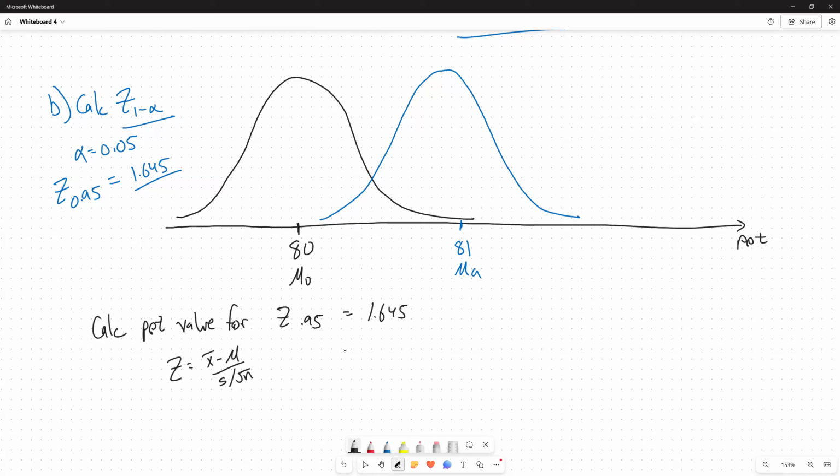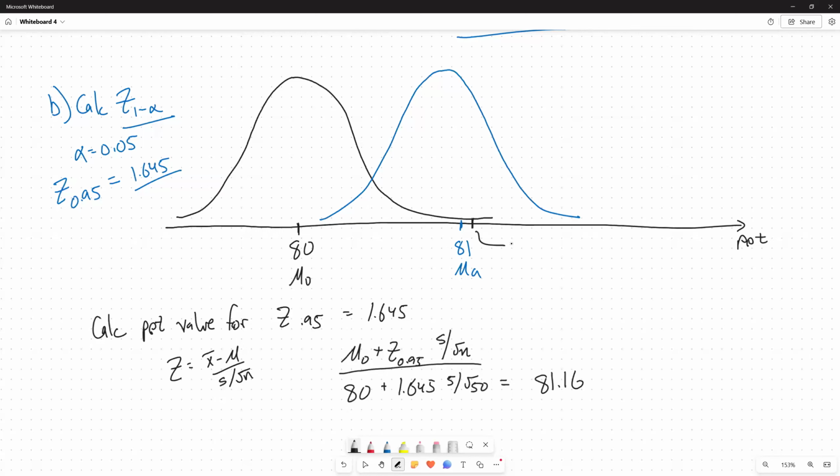So we're going to get mu naught plus Z 0.95 times S over square root of N. This is kind of like one side of a cumulative distribution function. And that's going to give us our critical Z value. So this is 80 plus 1.645 times 5 over square root of 50. Okay, and so that ends up equaling 81.16. So I'm going to write that over here. So that's 81.16. So just over 81.